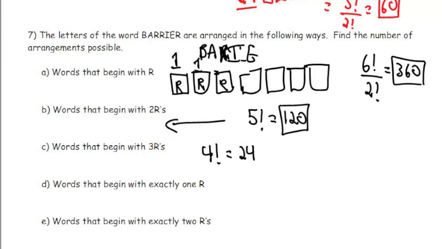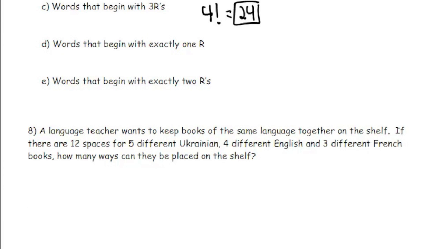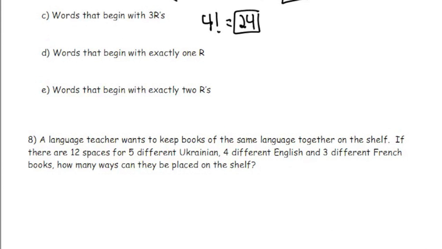And on to C, begins with 3 R's. Well, I think you're starting to see a pattern here. If we eliminate that other R, all we have left is 4 objects. There's 4 factorial ways of arranging those, giving us an answer of 24 permutations. So, first 3 are fine and fairly straightforward.